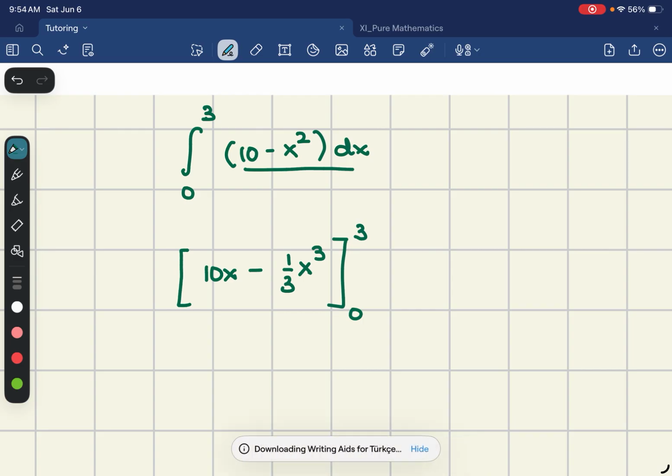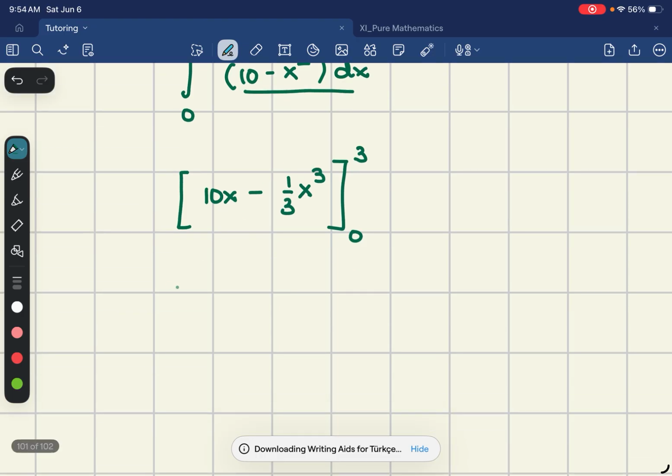So you do your indefinite integration, do it manually. You will see that your answer is this plus c. Do not write plus c, just write this inside these square brackets, and then you substitute your lower bound and your upper bound. Now substitute 3 into this equation. What do you get? 10 times 3 is 30, minus 3 cubed is 27 by 3 is 9.